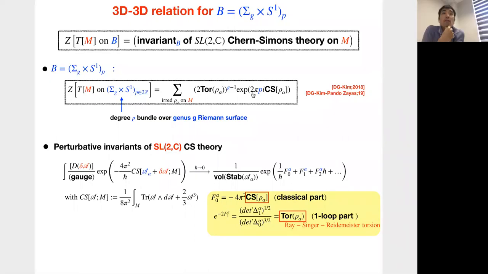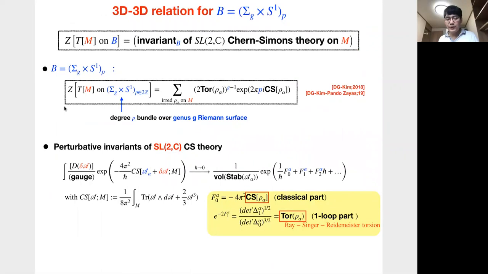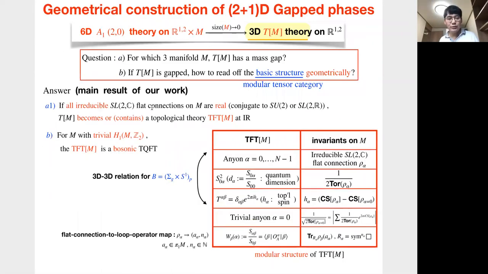So which manifolds satisfy this property? Which T[M] theories satisfy this reality condition, or this S1 cross S2 is equal to 1? Yeah, so if the 3-manifold satisfies this condition, all the irreducible flat connections are real. I understand. Which manifold satisfies this condition?